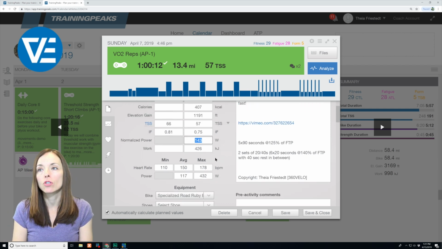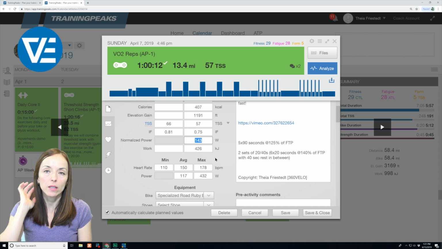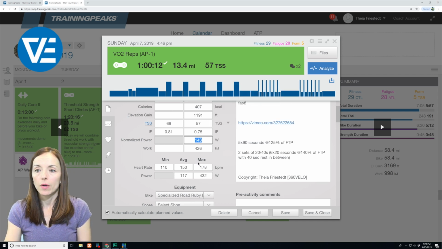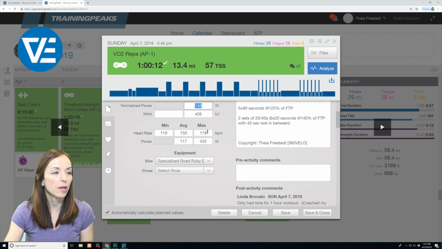And by the way, you can go to help.trainingpeaks.com and look for these definitions. All these terms are defined on their website. So if you want to go into more detail into these formulas, you can visit their website and take a look at those. Okay. Then down here, you have minimum, average, and maximum for heart rate and power.